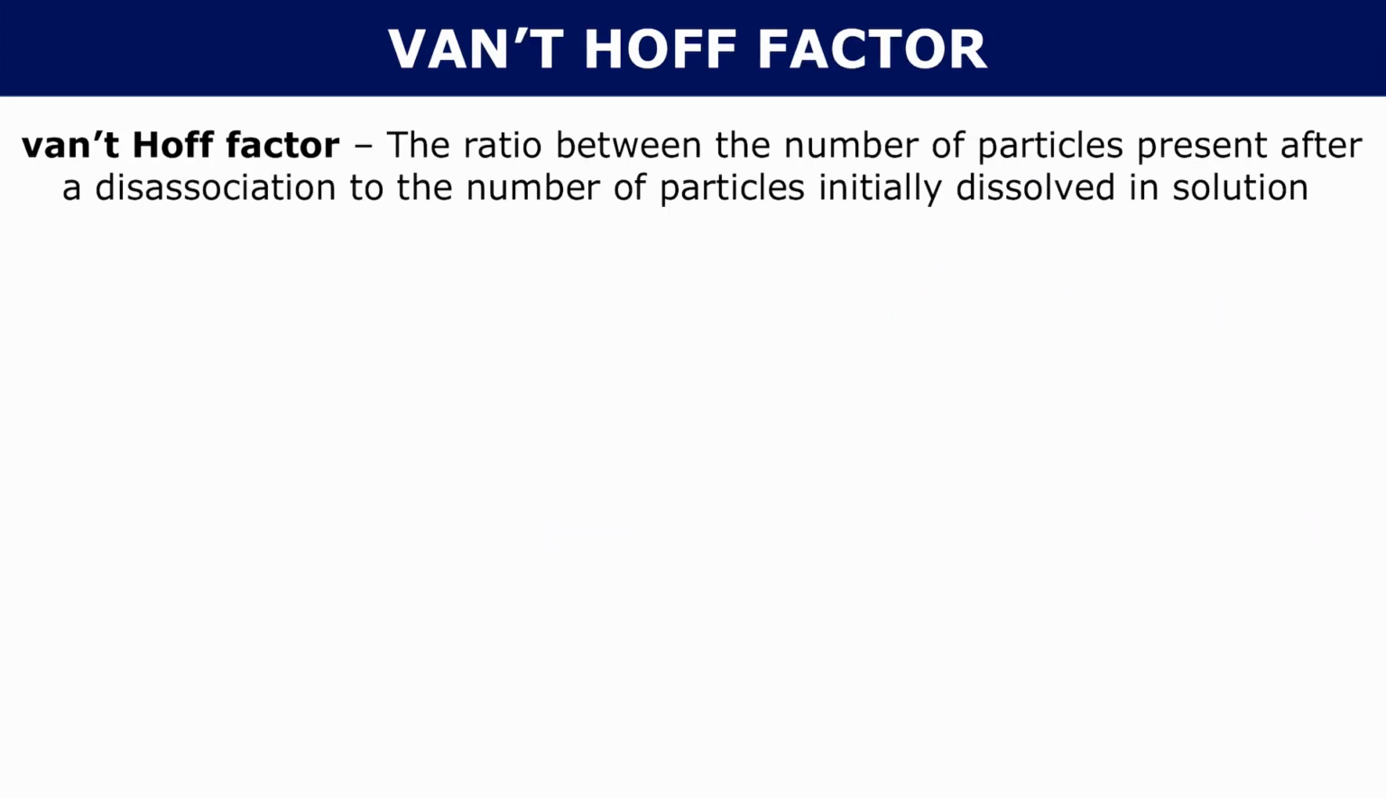The Van't Hoff factor is the ratio between the number of particles present after a dissociation to the number of particles initially dissolved in solution. And an example is if you look at sodium chloride. For sodium chloride, it's going to dissolve into sodium ions and chloride ions when you dissolve it in solution. So the ratio between the number of particles present after dissociation to the number of particles initially dissolved is 2 to 1. So that means the Van't Hoff factor for sodium chloride is 2.